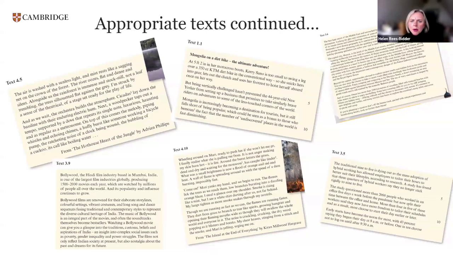There's a text there on Oman, a piece of travel writing about the joys of travelling to Oman, which again, we have lots of centres in Oman who do 0500. And you'll see from The Hot House, Heart of the Jungle, Adrian Phillips, we've got a section there. And from The Island at the End of Everything by Kiran Hargreave, we've got a section there. We're also using some Anita Desai, all sorts of writers from all around the world for our literary text. So hopefully that gives you a little flavour of the kind of text we're using.